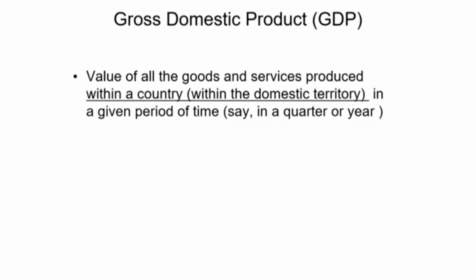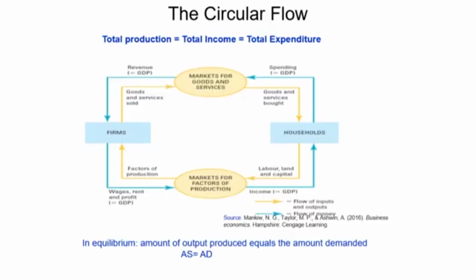Let's begin with a formal definition of GDP. GDP means the value of all the goods and services produced within a country, within the domestic territory, in a given period of time, say in a quarter or a year. So we get to know GDP, the total summary of total economic activity.